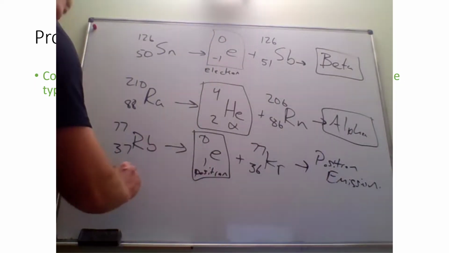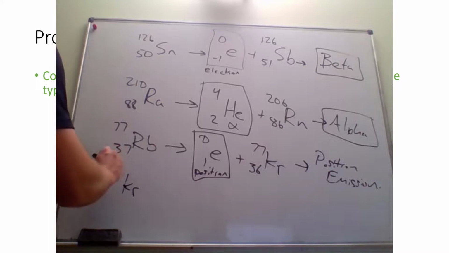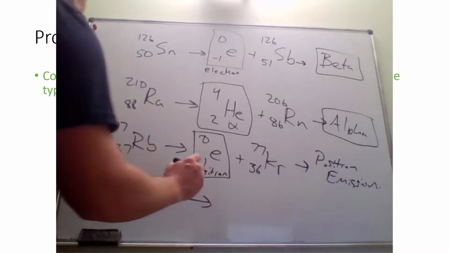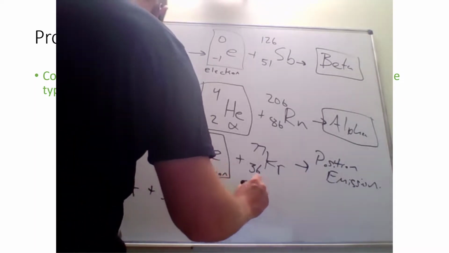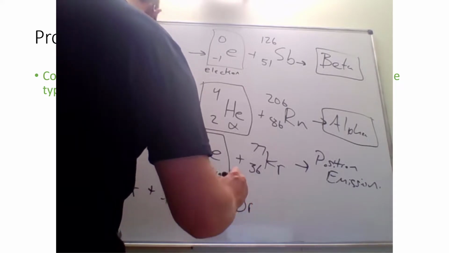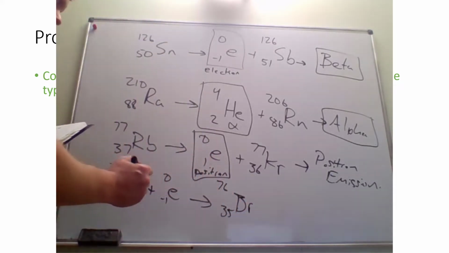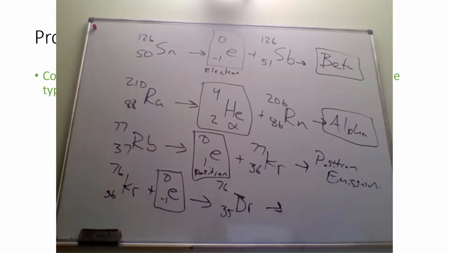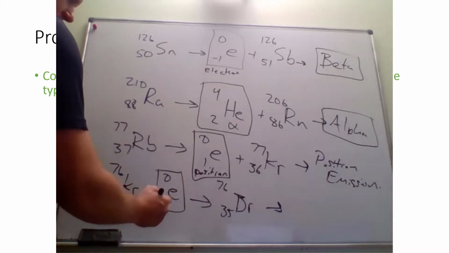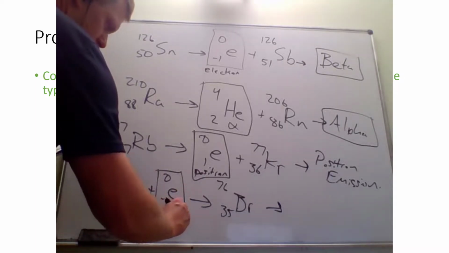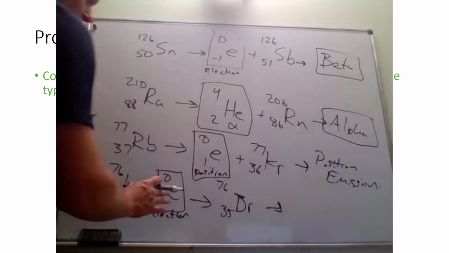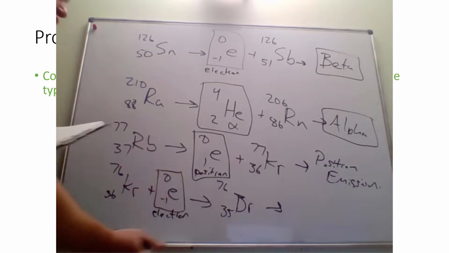Finally, our last one here, krypton-76, 36, plus e with 0 and minus 1, yielding Br-76, 35. Okay, and we have this particle here as a reactant, and we can identify the e with a 0 mass and minus 1 as an electron. And so an electron in the reactants means that this is an electron capture. So this atom here is capturing an electron.